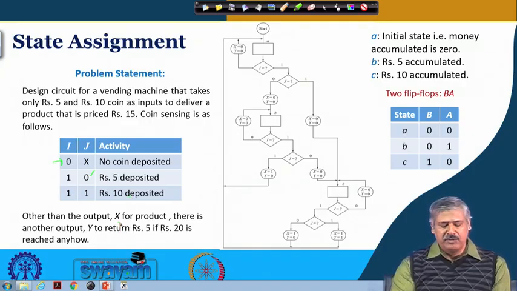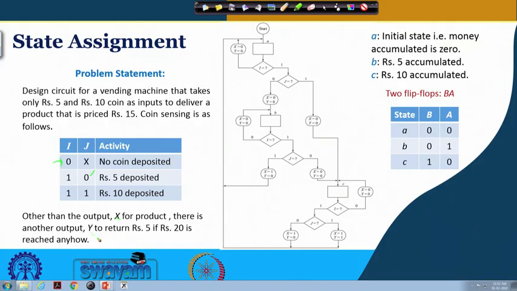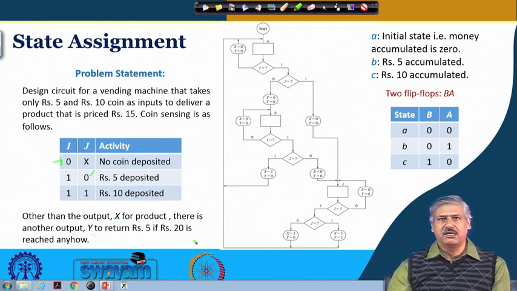And there were two outputs, X and Y. X delivers the product. When X is equal to 1, the product is delivered, otherwise X remains 0. And when Y is equal to 1, rupees 5 is returned, because by any chance if the total goes to rupees 20, that means the total money deposited into the vending machine, say rupees 10 then rupees 10, or rupees 5 then rupees 10, whatever the sequence, then a rupees 5 coin is returned to the customer, okay.